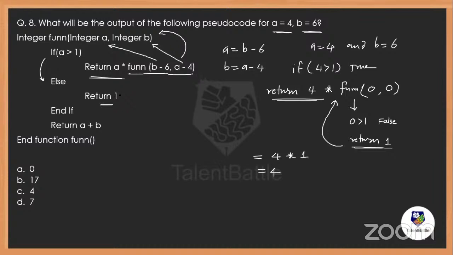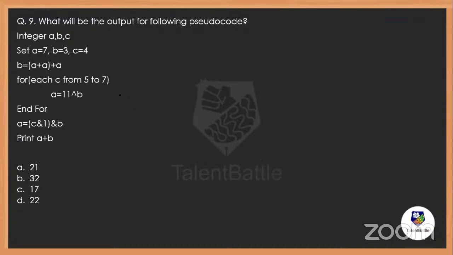Okay, great. Let's move ahead to the next question. Question number 9, the second last one. What is the output of the provided pseudocode? Here also XOR as well as bitwise AND, both operators are utilized.